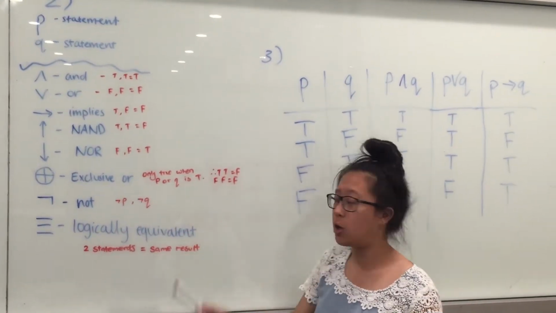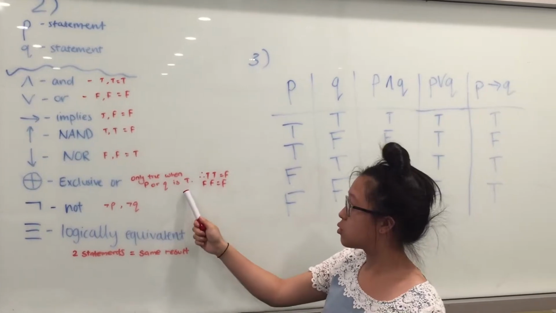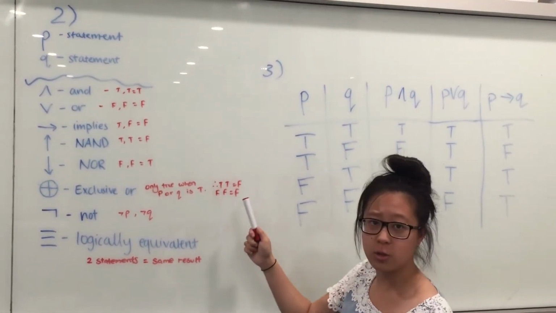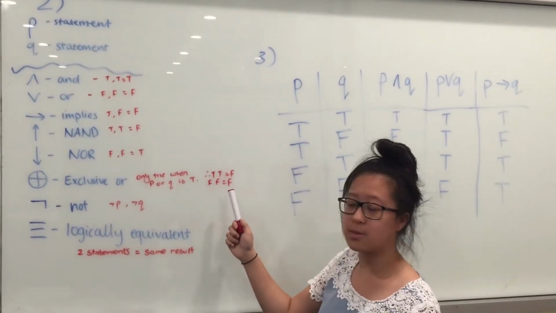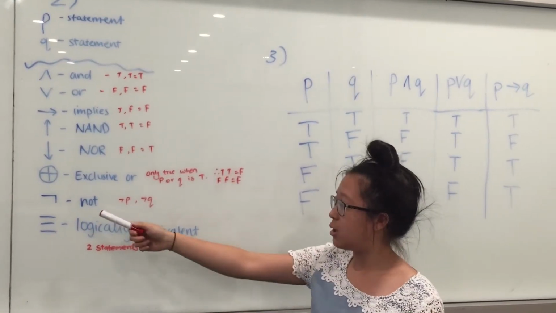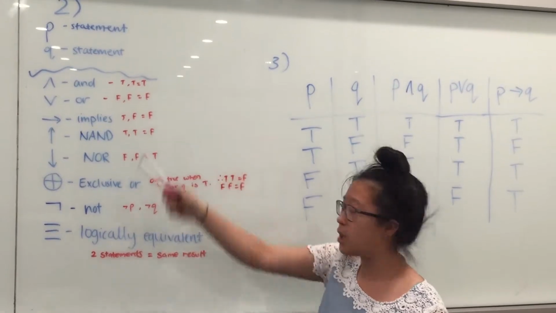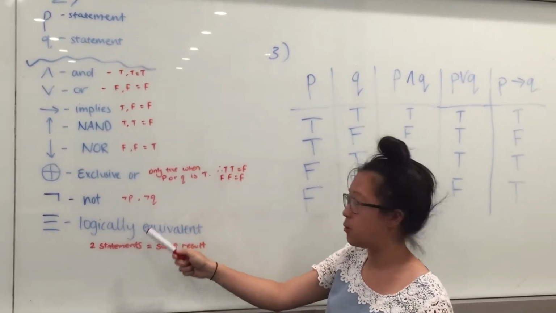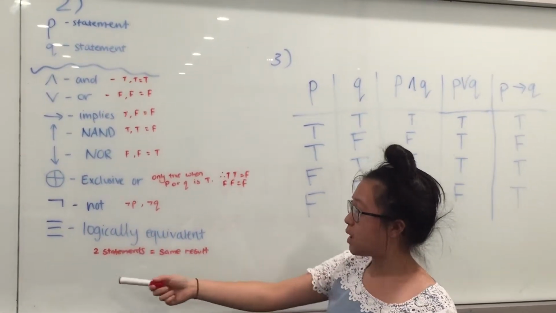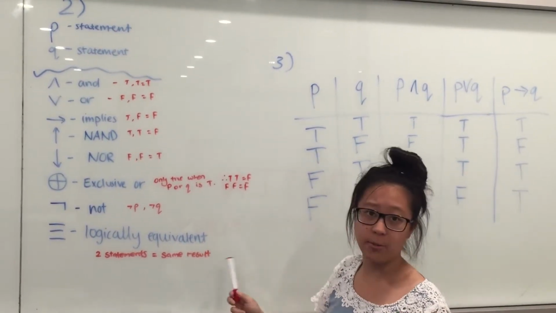Exclusive or is only true when P or Q is true. Otherwise, if it's both true, then it's false, or when it's both false, then it's false. And not means the inverse of P and Q, which is our statement up here, so it's not P and not Q. And for logical equivalent, it means two statements have the same result.